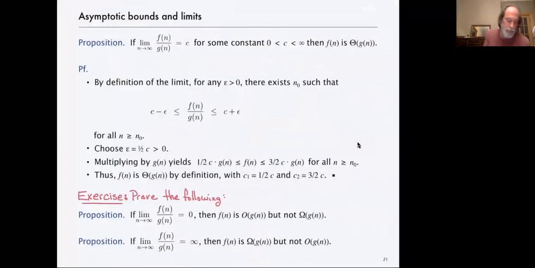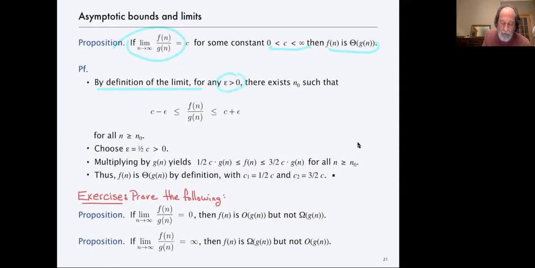Okay, so let's prove this. Suppose that the limit as n goes to infinity of f of n over g of n is c for some constant c. We claim f of n is big theta of g of n. Why? Well, by the definition of the limit, for any epsilon larger than 0, there's some n naught such that the ratio is bigger than c minus epsilon and smaller than c plus epsilon. That's just the definition of a limit, plugging the functions in, right? Whenever n is bigger than n naught. Now I'm going to choose a value for epsilon. I'm going to choose it to be half c.